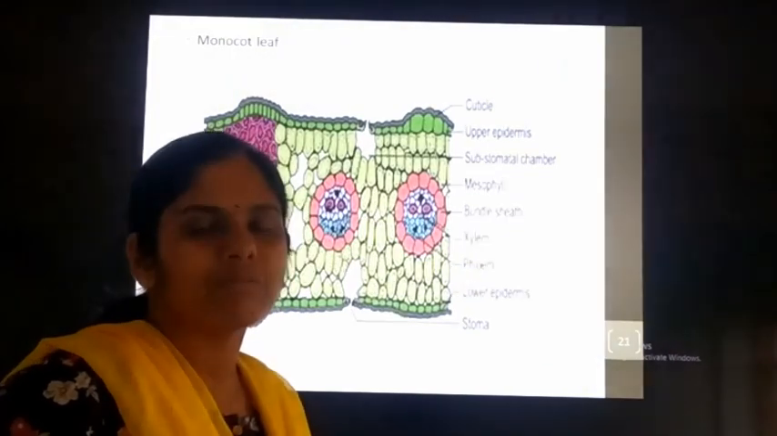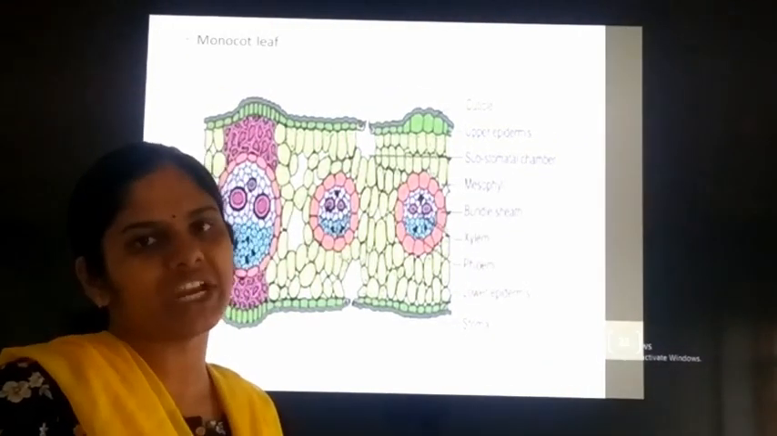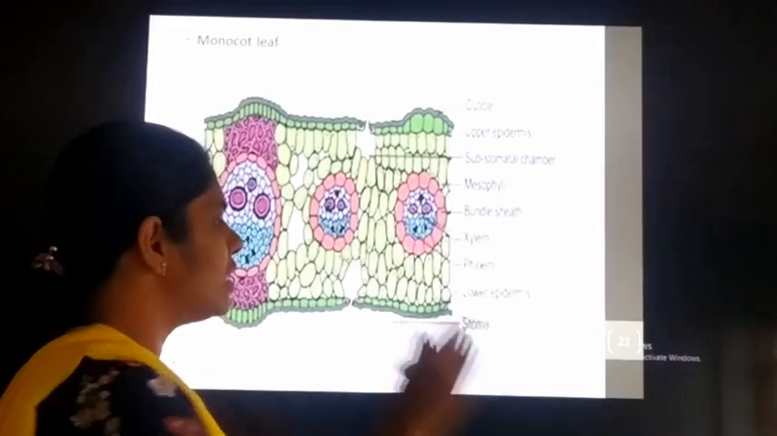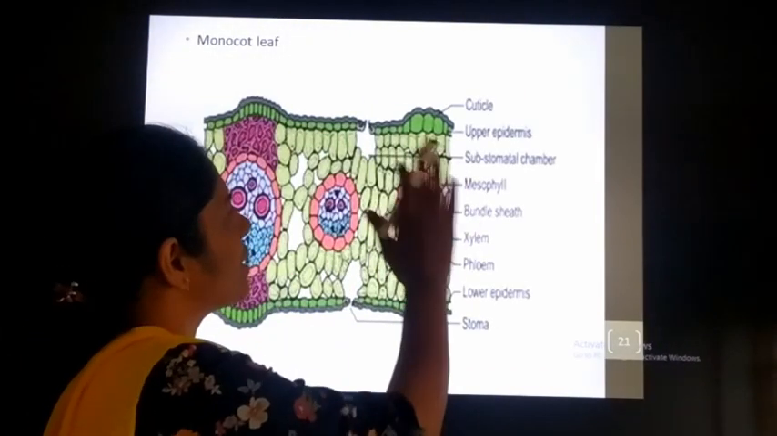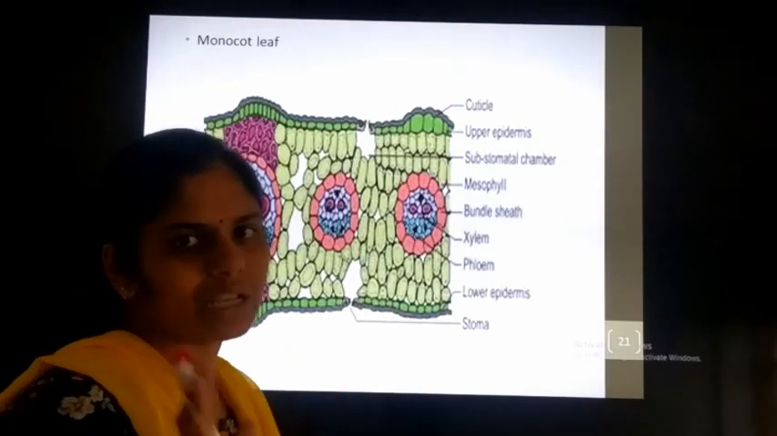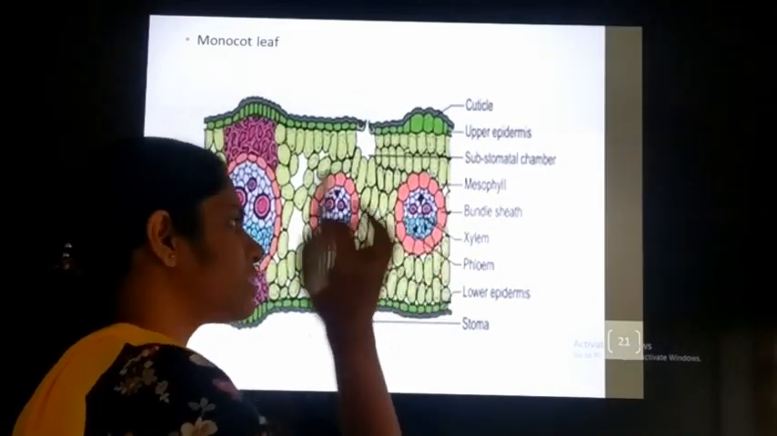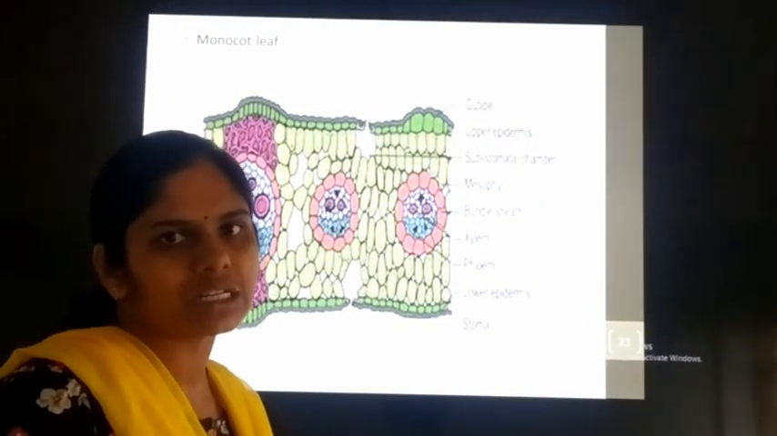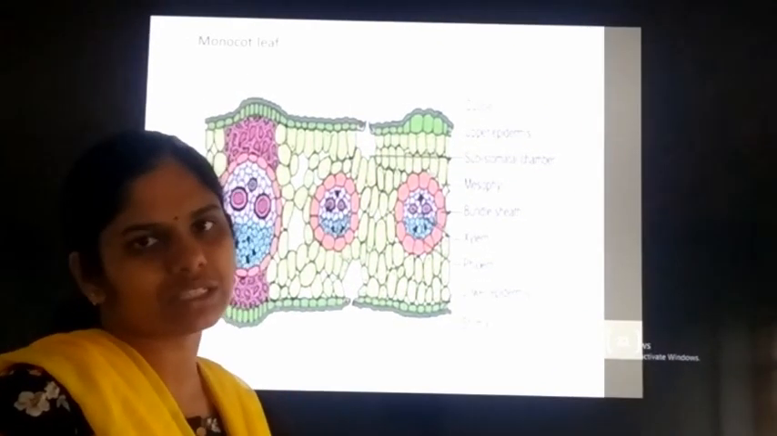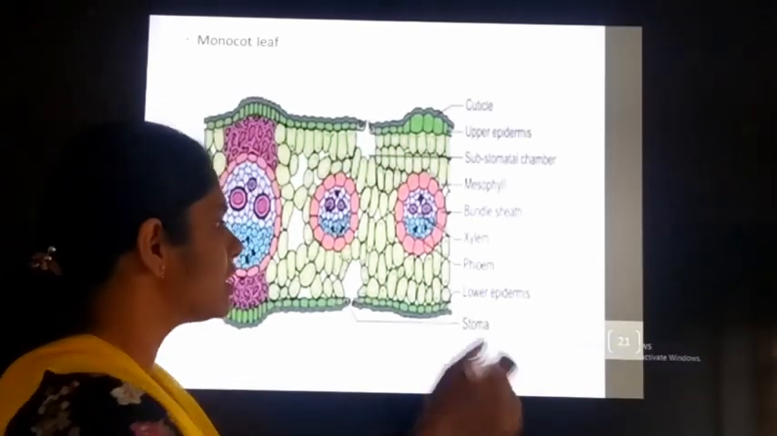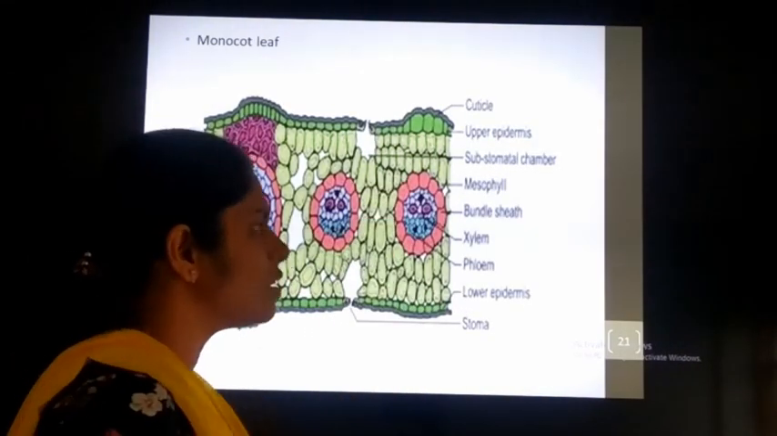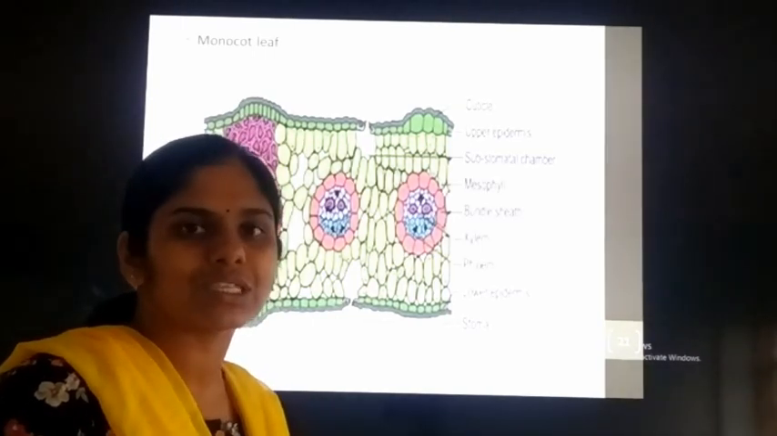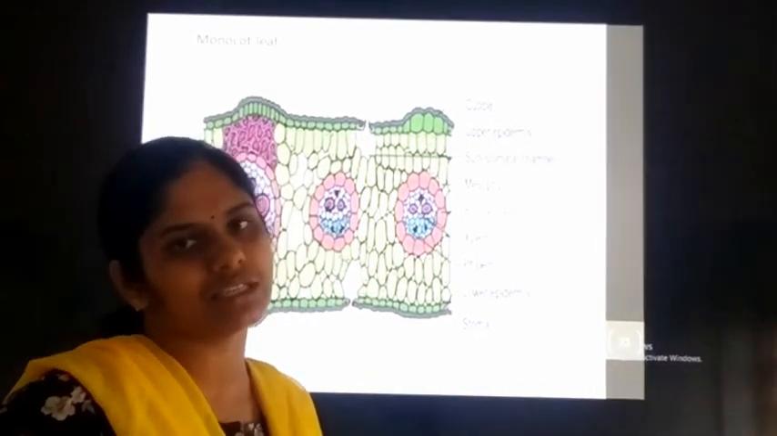In a monocot, the mesophyll tissue is not differentiated into palisade parenchyma and spongy parenchyma. So in a monocot leaf, there are only parenchyma cells. That's it. Next we come to the vascular bundles. The vascular bundles are conjoint, collateral, closed vascular bundles. And next, in the epidermis, especially in a monocot, there is a presence of empty colorless cells.